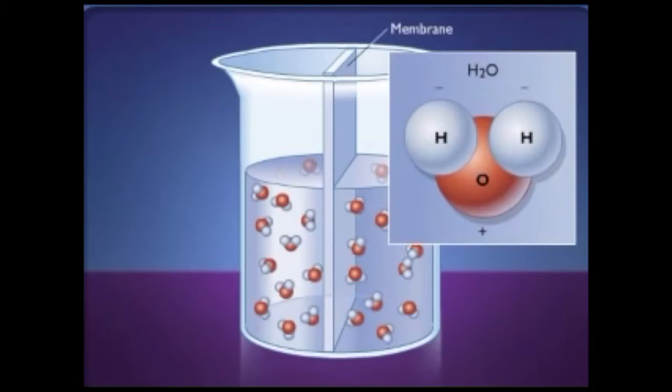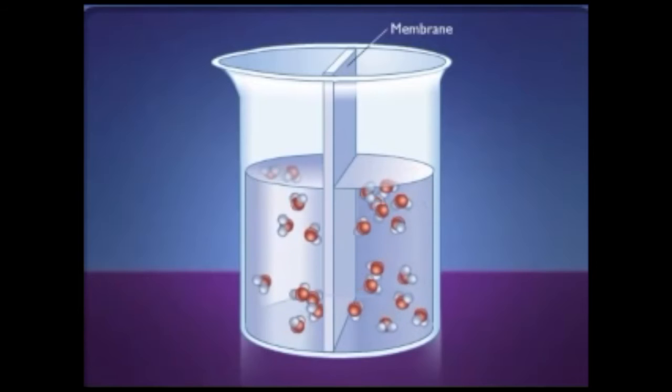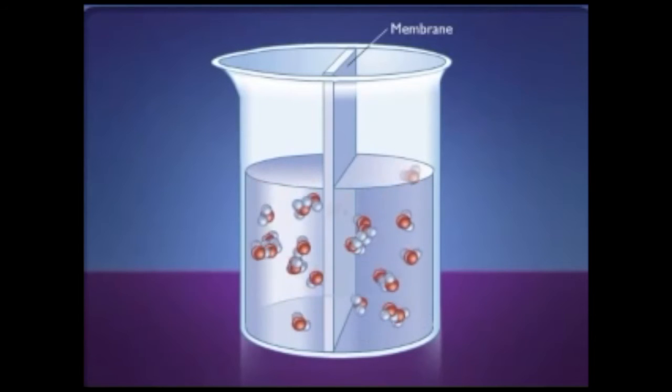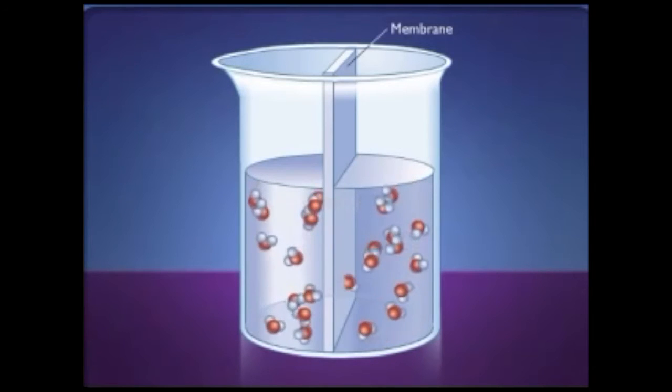Although water molecules are polar, they are small enough to pass through the membrane freely. This special case of diffusion that involves the movement of water molecules across a membrane is called osmosis.